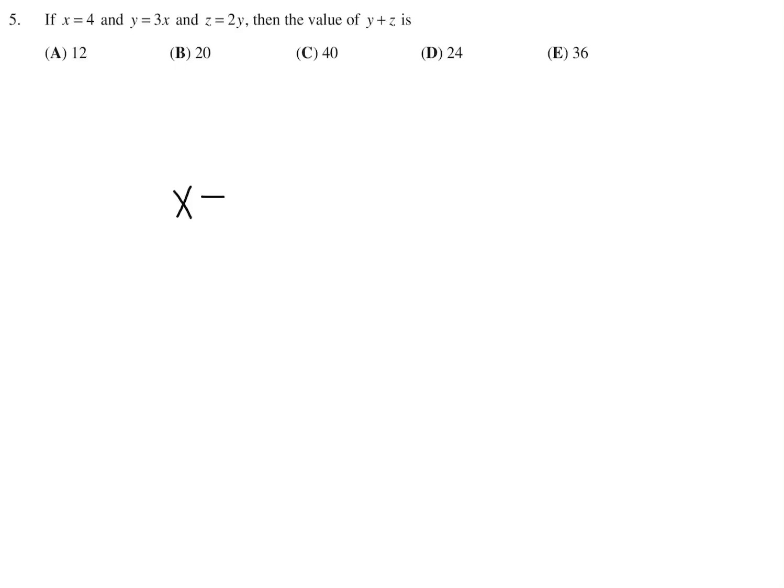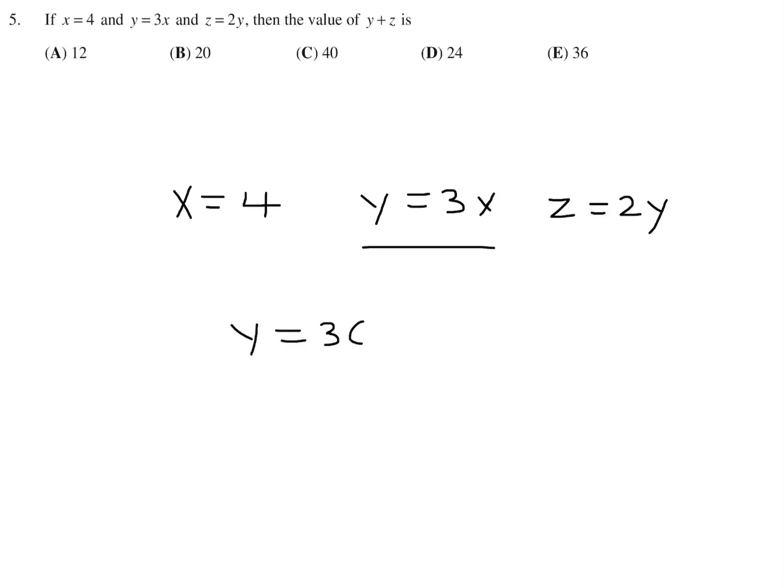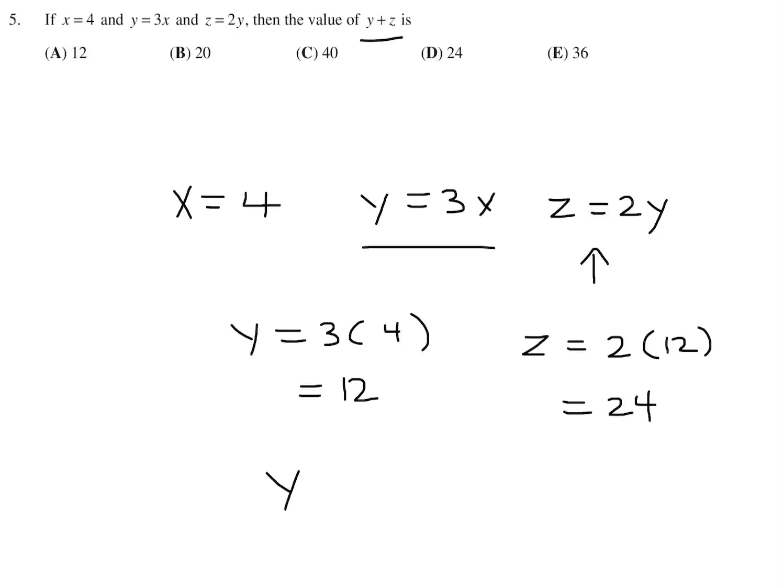If x is equal to 4 and y is equal to 3x and z is equal to 2y, then the value of y plus z is, okay? So x is equal to 4, y is equal to 3x. So y would be 3 times x, which is 4. So that means y is 12. And then we can substitute back to get z is 2 times y, which is 2 times 12, which is 24. And therefore y plus z is 12 plus 24, which is 36. So the answer for 5 is E.